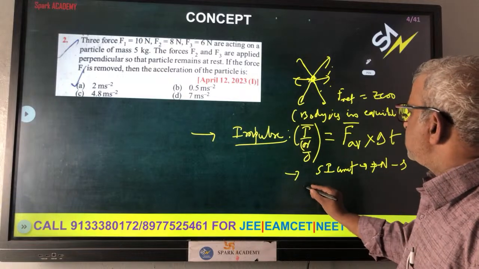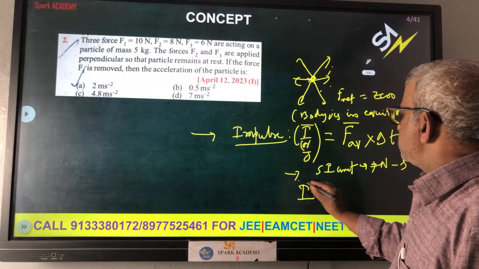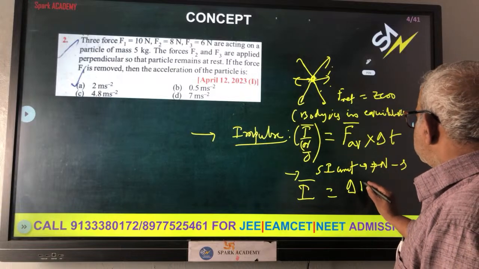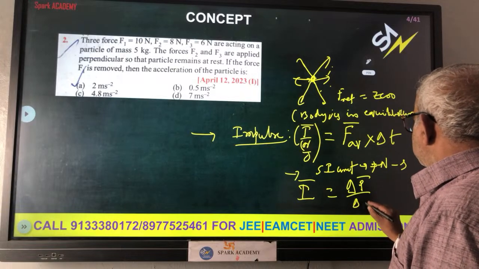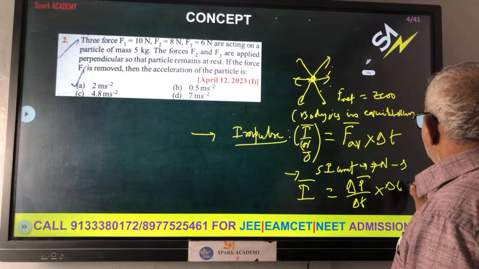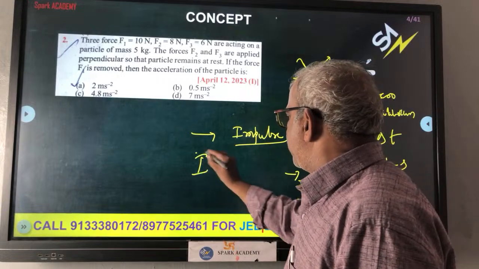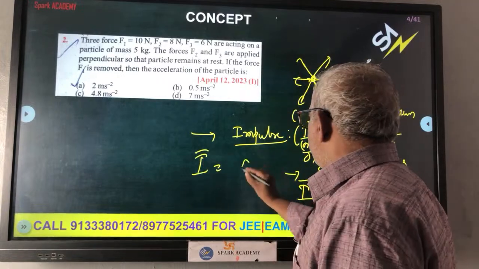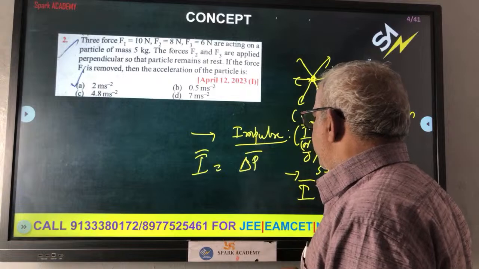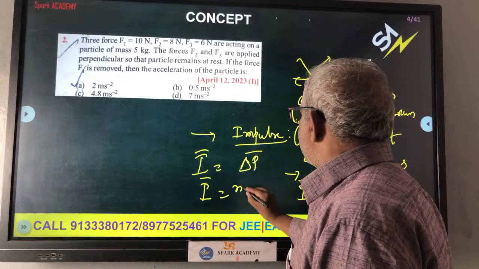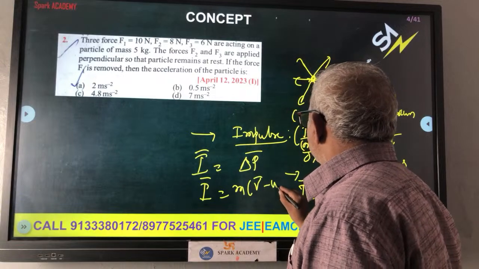But impulse is also equal to this: average force can be written as delta P by delta T. Average force into delta T, so delta T gets cancelled. Impulse has one more formula, that is nothing but delta P bar. Delta P bar means change in momentum. You can write it as m into v bar minus u bar.